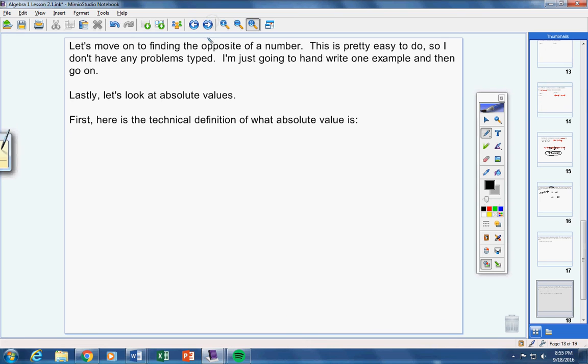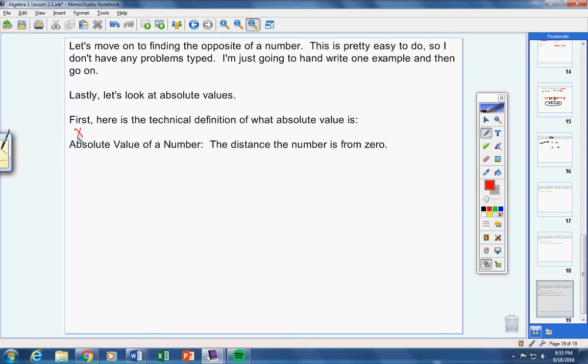First, here is the technical definition of what absolute value is. Please copy this in your notes. The absolute value of a number is the distance the number is from 0. That's the technical definition. Please copy that down in your notes. Now if I said to you, what's the absolute value of 3? How far is 3 from 0? Well, it's 3. So the absolute value of 3 is 3.